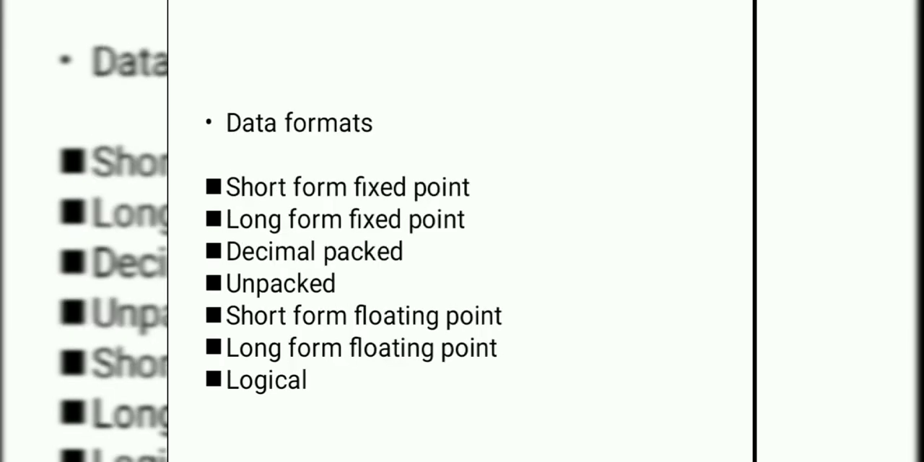IBM 360 stores several types of data and allows floating point numbers, logical data and character strings to be represented in memory. All this data and the instructions are stored as sequences of binaries, ones and zeros. The data formats are short form fixed point, long form fixed point, decimal packed, unpacked, short form floating point, long form floating point and logical.